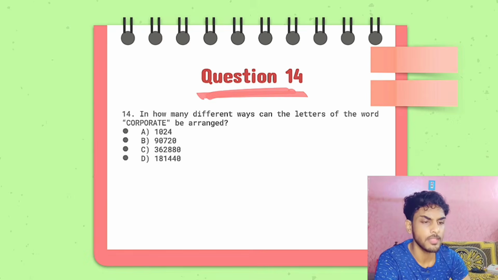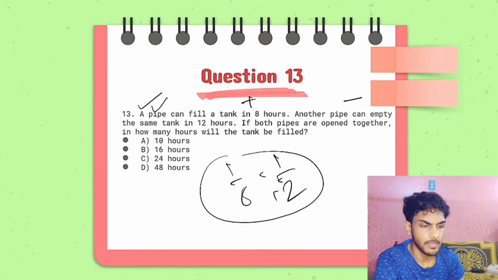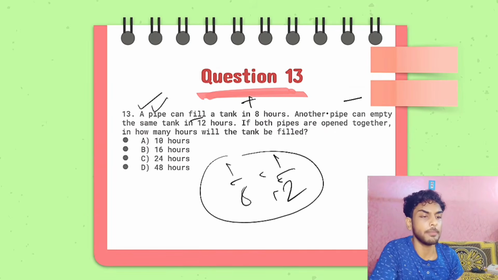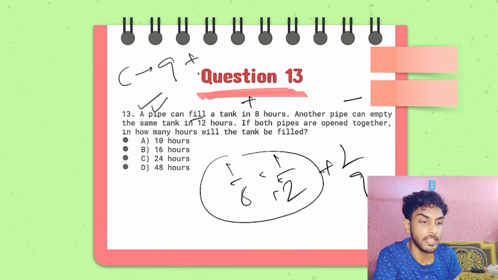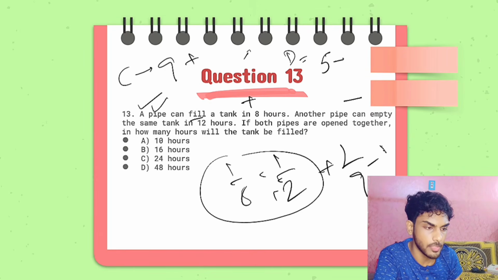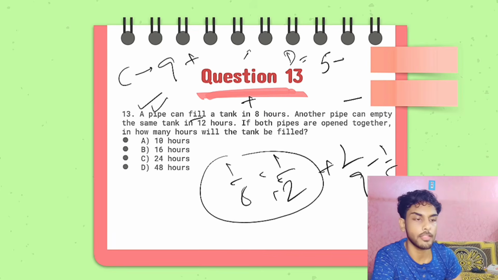The main concept over here was that if filling is happening then it's plus, and if it's emptying then it's minus. This could have been different. For example, suppose there is a pipe C which is filling the tank in 9 hours. Then we would have written plus 1 by 9, because it's filling, it's plus. If it's emptying, it would be minus. For example, if D is emptying it in 5 hours, we would write minus 1 by 5. Like this you have to solve.